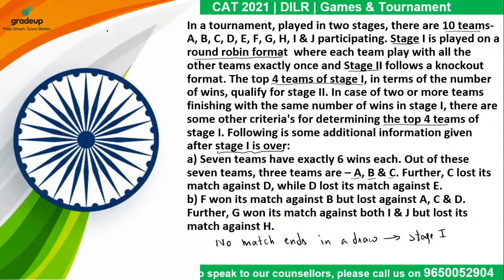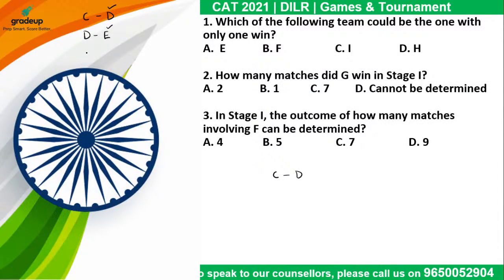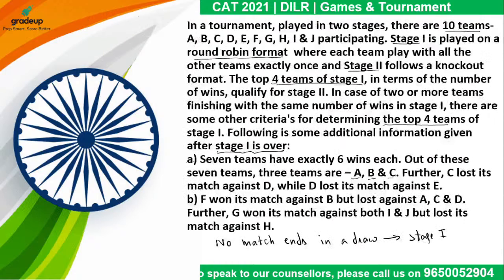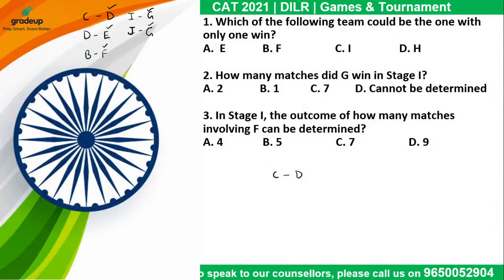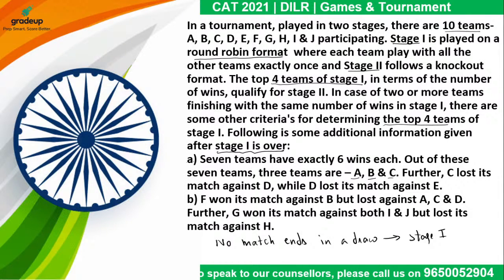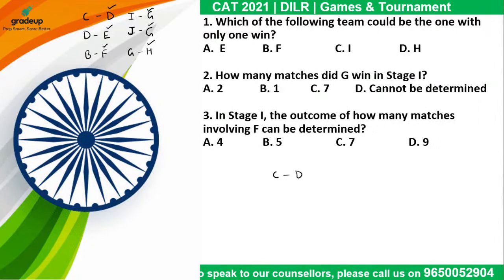F won against B. G won against I and J. So G is the winner, but lost against H. And F won against B, but lost against A, C, and D. A, C, and D won their matches against F. So this is the information given. Apart from this, there are 7 teams with 6 wins each.